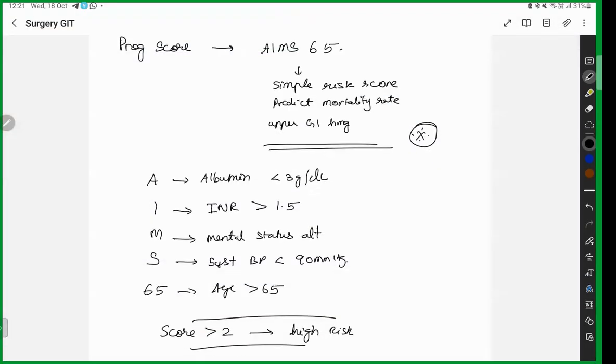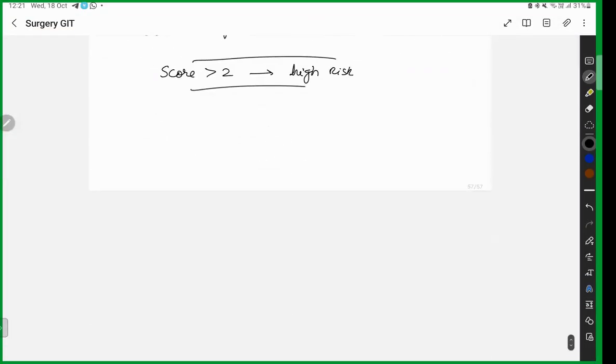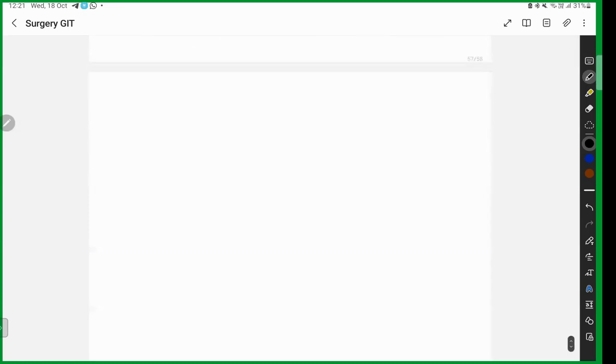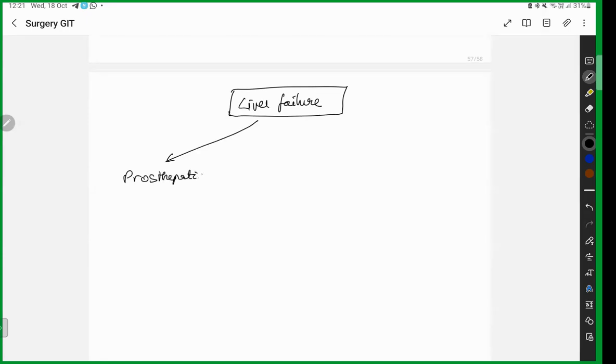Next we are going to move towards what are the causes of liver failure. Okay, just put the heading as liver failure. We will discuss what are the causes of liver failure. Number 1, prehepatic. Okay, we are going to discuss 3 things.